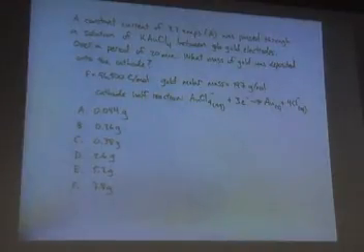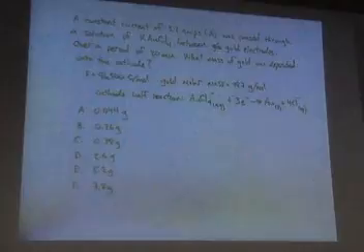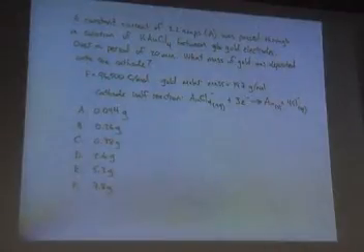Okay, moving on to some electrochemistry. We have a constant current of 3.2 amps passed through a solution of AuCl4 between two gold electrodes over a period of 20 minutes. What mass of gold was deposited on the cathode? And we're given Faraday's constant, and we're given the molar mass of gold.